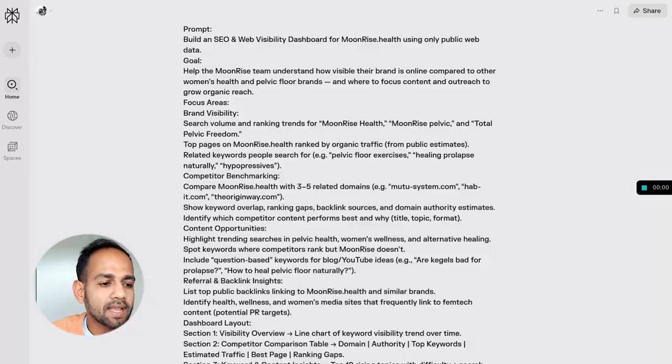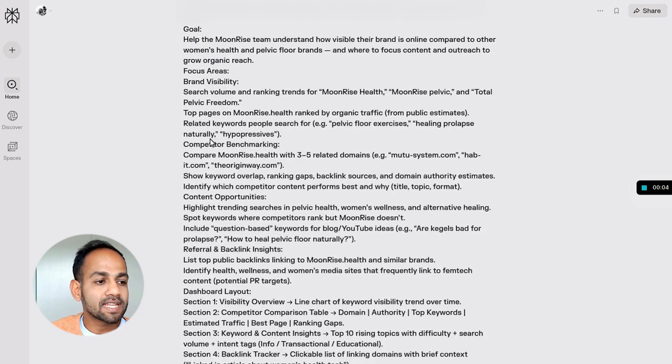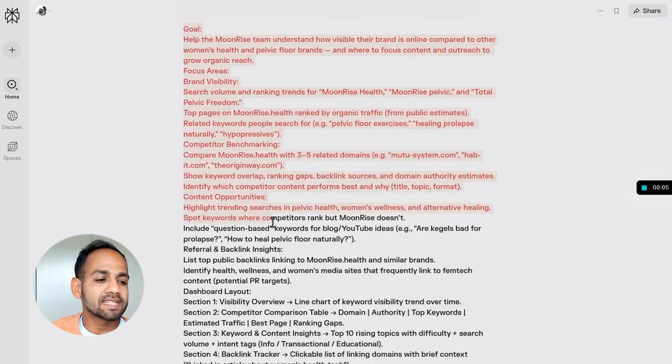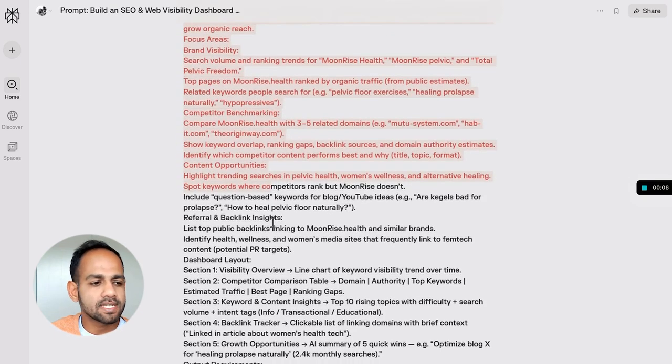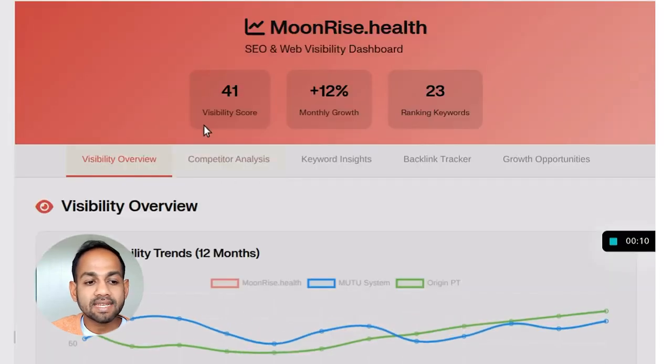Let me show you. So again, I've worked with ChatGPT to build my prompt over here, which is to build an organic visibility dashboard. I've given it example keywords. I've given it example domains. I've given it what trending searches I should look at, backlink opportunities, citation opportunities. And now I get this wonderful little dashboard. So let's look at how this looks.